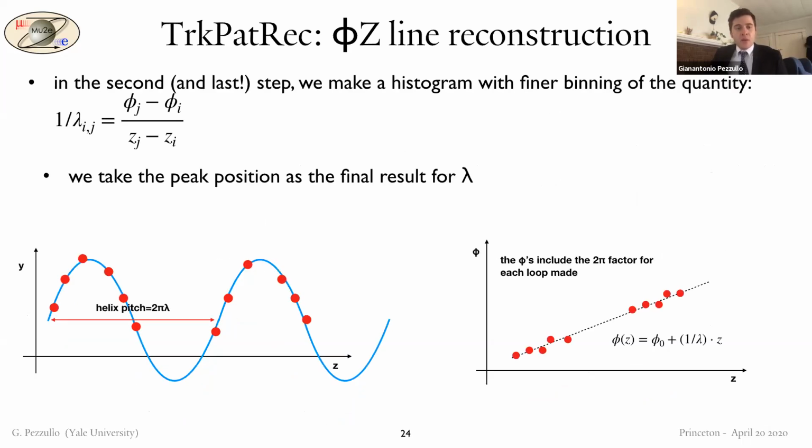And then once we have this 2-pi ambiguity resolved for all the phis, we repeat the histogramming procedure, but without taking into account this factor of 2-pi k, because we corrected the 2-pi ambiguity. And so we have the situation represented by the bottom right picture, where we essentially corrected the 2-pi ambiguity for all the hits, so they identify a pretty straightforward line. Then we just repeat the histogramming procedure with much finer binning, in order to identify the peak, which is going to represent the most accurate reconstruction of lambda for our helix.